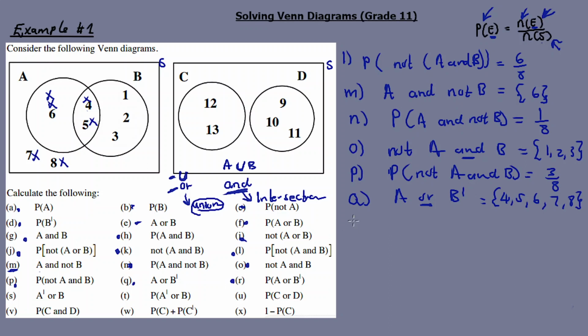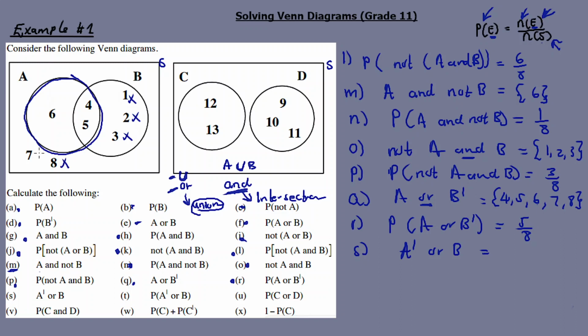Then the probability of A or not B. Counting 1, 2, 3, 4, 5, so it's 5 over 8. Next, not A or B. Not A, this is A, not A, it's 1, 2, 3, there's ones.